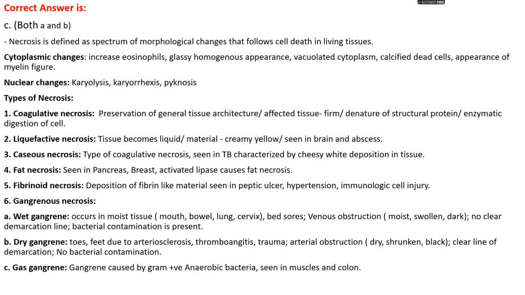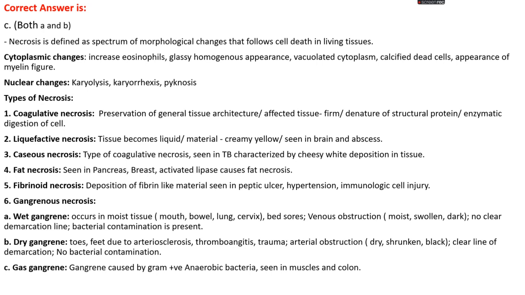Necrosis is defined as a spectrum of morphological changes that take place in cells following cell death in living tissue. Cytoplasmic changes include increased eosinophilia, glassy homogeneous appearance of the cells, vacuolated cytoplasm, calcified dead cells, and appearance of myelin figures. Nuclear changes include karyolysis, karyorrhexis, and pyknosis. And there are 6 types of necrosis.